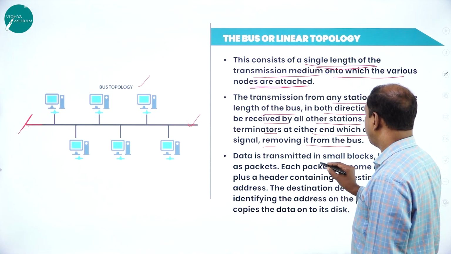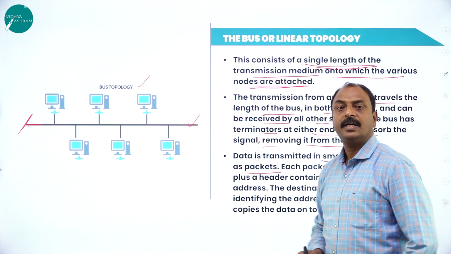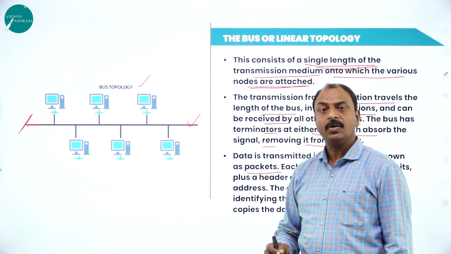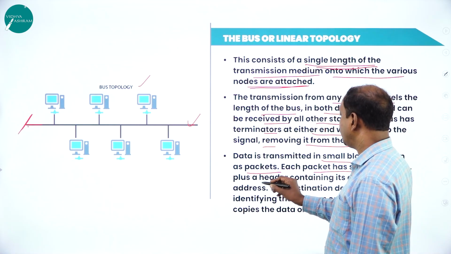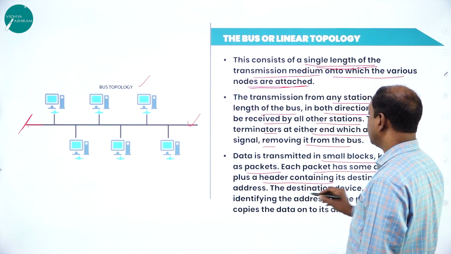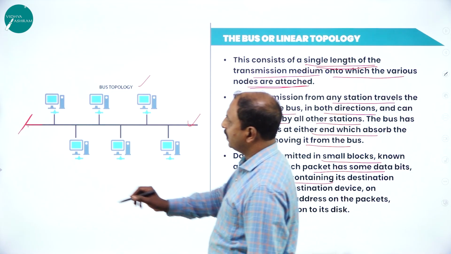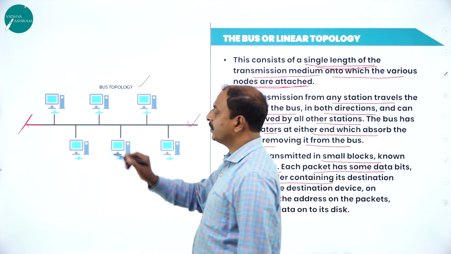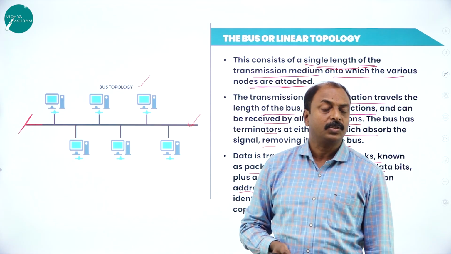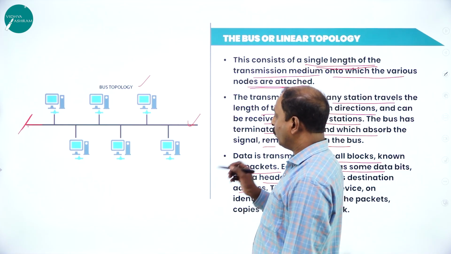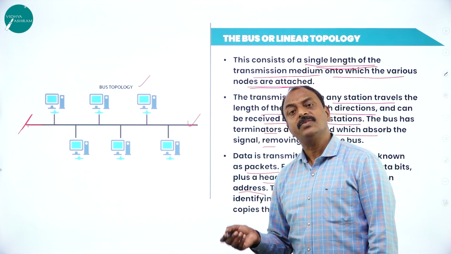And data is transmitted in small blocks known as packets. In the network, the entire data is divided into a number of packets. Each packet has some data bits plus a header. It contains the destination address. So what is the meaning of this? Here the data is transmitted over the network in the form of packets. Each packet has two parts: one part for the address of the destination computer, and the second part for data.